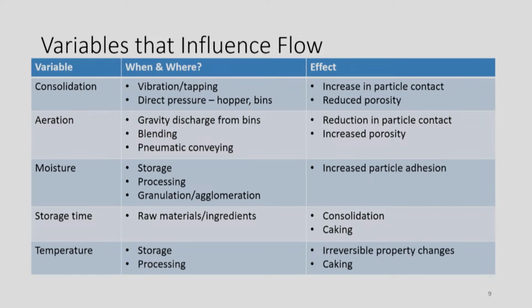So again, variables, we'll talk about variables a little bit more. Consolidation influences a lot. I'll come back with an example in a minute. If you consolidate, when you tap, it increases the particle contact and also reduces the porosity. If porosity is reduced, there will be less permeability, then the flow behavior will be challenging. And same with moisture content, it increases both cohesion and adhesion when you have lots of water in there, right? It becomes sticky and then doesn't flow.